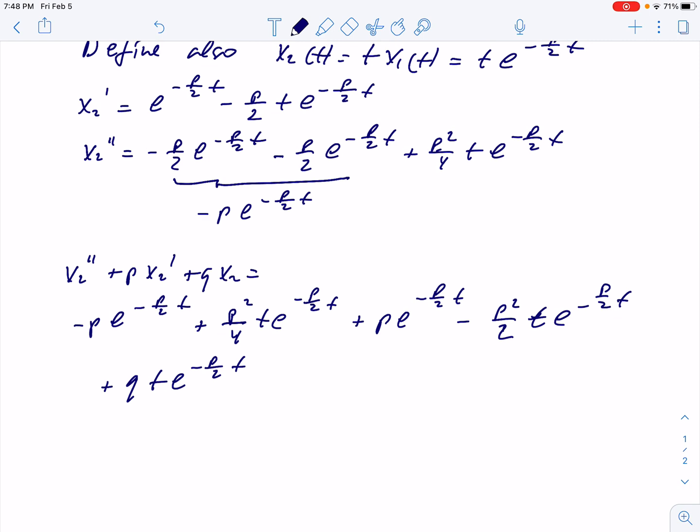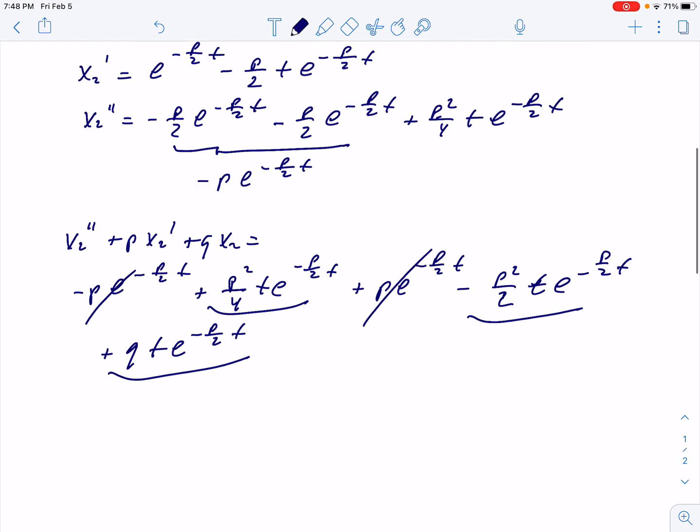Now what can we do here? All the terms with t I shall bring together, this term and this term and this term, and what is left cancels out. See, these two cancel out. So I shall factor from the underlined three terms t exponential minus p over 2t. And what is left inside, we have p squared over 4 minus p squared over 2 plus q.